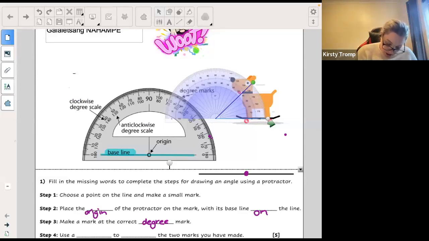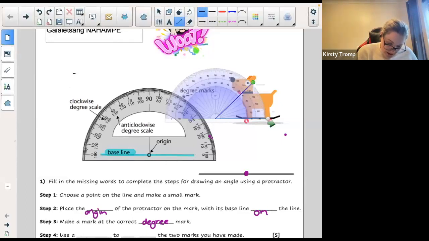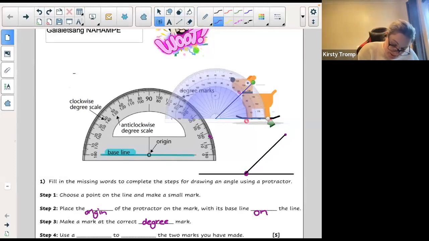Good, well done. I'm seeing so many smart people today. Well done, guys. We're going to use a ruler. Now, my ruler's hidden a little bit, so I'm going to use my line tool, but you would use your ruler, and we're going to join those points. So I can join that point to that point, and I can say to myself that this is 45 degrees, so that was 45 degrees.